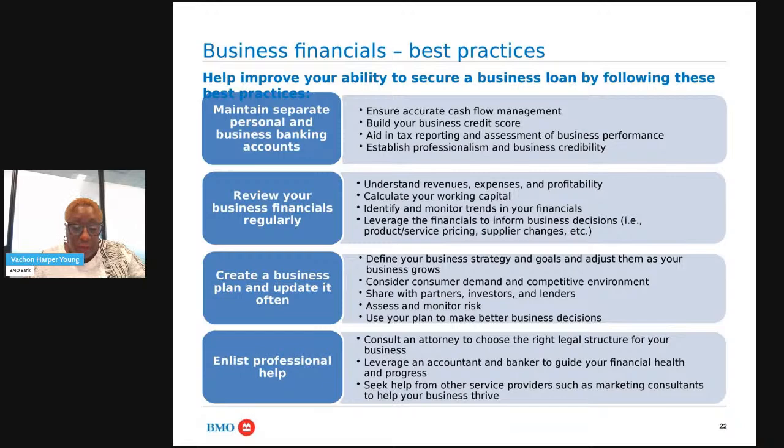You can do that by first understanding that if you get credit for the business, you want it in the business name. And then understand whoever is extending the credit, whether it be a bank or, let's say, an office supply or equipment supply store, do they report that to the small business exchange, which, for BMO, we do for our business customers. We report to the exchange so that you can start building business credit, because that is something that is looked at when considering extending credit. It also aids in tax reporting and assessment of your business performance by taking a look at your business statements, and it establishes professional and business credibility.